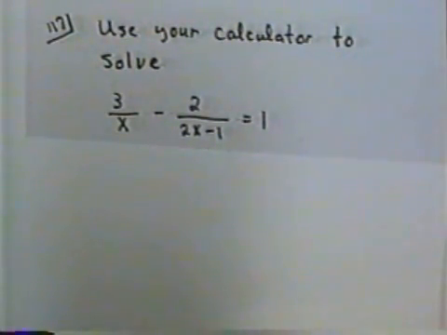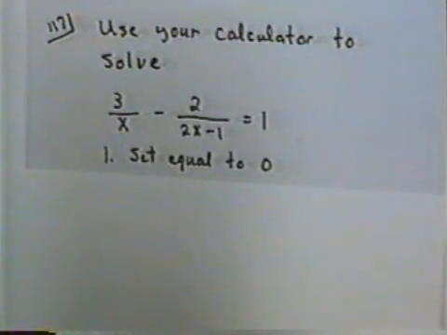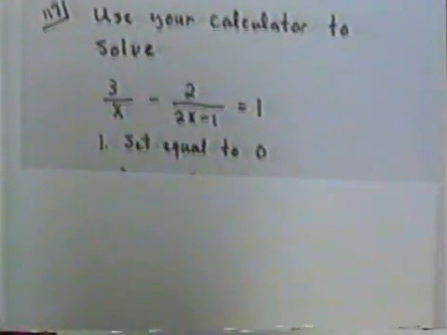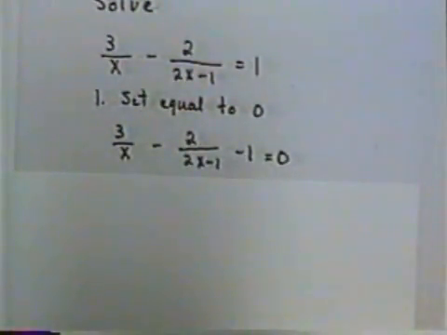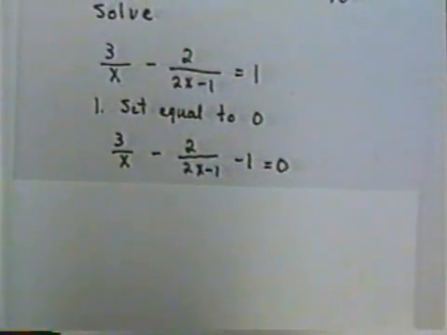Well, the first step is going to be to set the equation equal to 0. Anytime you're going to get ready to put it in the calculator, you need to set it equal to 0. That means I need to subtract 1 from both sides. So I'd have 3 over x, subtract 2 over 2x minus 1, subtract 1 is equal to 0. I simply subtracted 1 from both members.